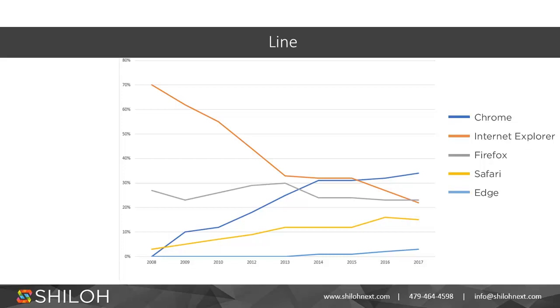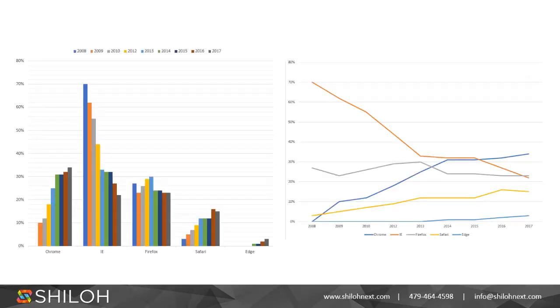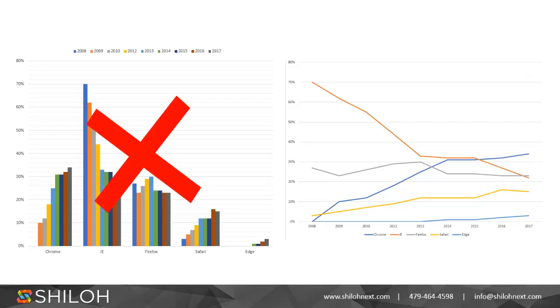You can easily see at a glance that while Internet Explorer started out as the most common browser in 2008, in 2017 it has dropped to third. And Chrome wasn't even an option in 2008, but by the time 2017 rolled around, it's now the most popular. You could try making a column chart, but it's just too busy to be understood quickly. Remember the goldfish effect. For trends, line charts are the way to go.